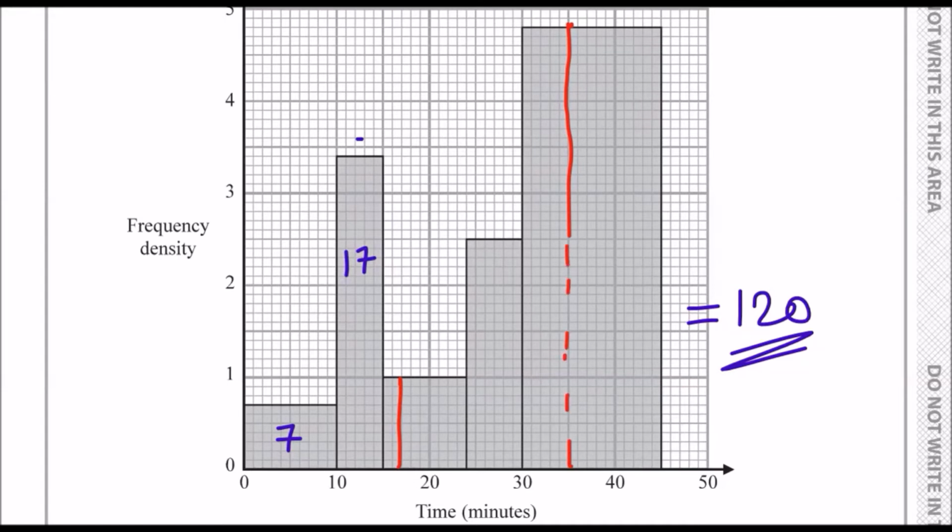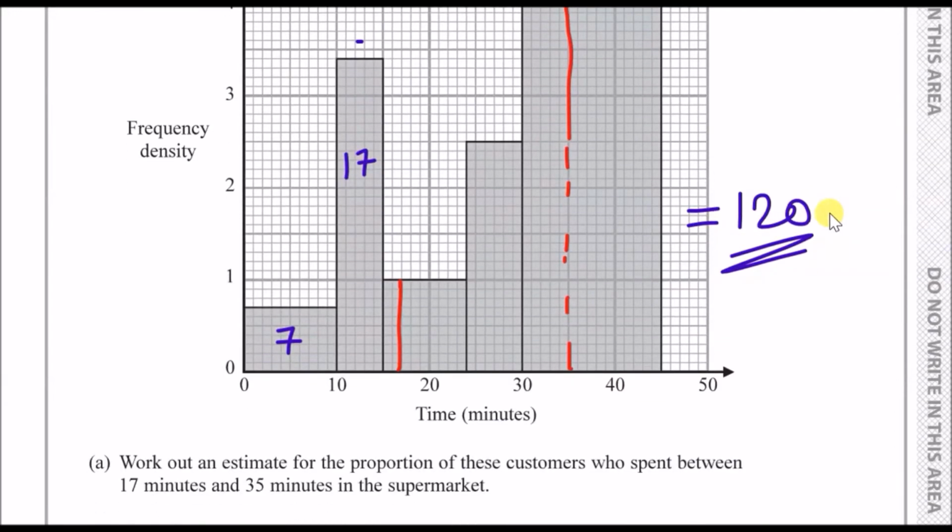Okay, and now all you want to do is essentially find the areas of each of these blocks. Well, we did this block earlier and we got 15 over here. And now for this block here, it's now a width of what? From 17 to 24. That has a width of 7, and has a height of 1. 1 times 7 is 7. And for the last block, the width is 5. 30 to 35 is 5. And the height is 4.8. So it's going to be 5 times 4.8. And that gives us 24.